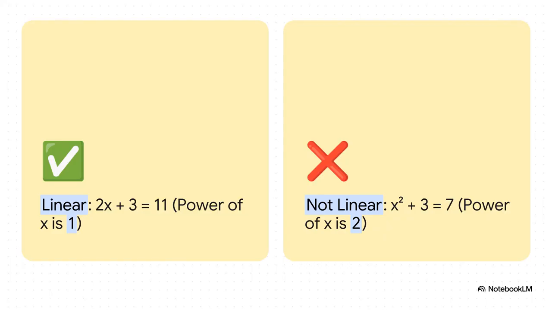Okay, and look at this. This makes it super clear. On the left, you see 2x + 3 = 11. The x there is just, well, x. Its power is 1. That's our game. That's a linear equation. But on the right, see that little 2 floating above the x? That x squared changes everything. That makes it nonlinear, which is a whole different level of the game. Today, we're sticking to that straight linear path.